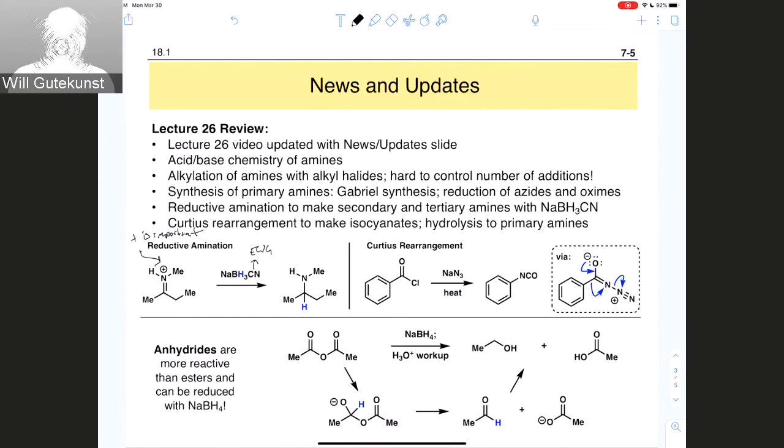So the main thing to look at here is that we have a carbon that used to be here, and now it becomes a nitrogen due to this 1-2 shift that takes place with loss of nitrogen, where the electrons from the oxygen are able to come down, sort of push this group over onto the nitrogen to kick out nitrogen gas.